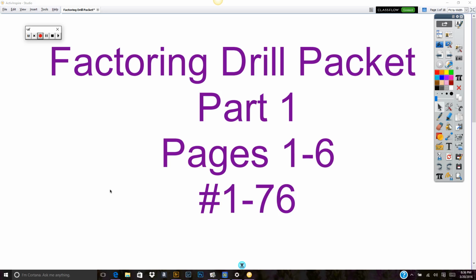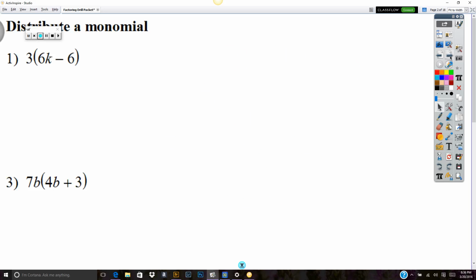All right, this is the factoring drill packet. This is part 1. We're going to be doing pages 1 through 6 and numbers 1 through 76. Okay, up here you can see in bold is the title of the section and the problem number is right here, so it matches what's right on your worksheet.